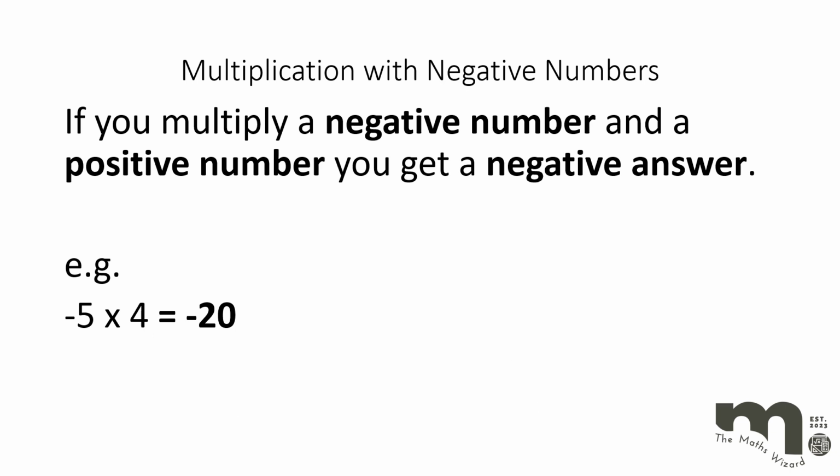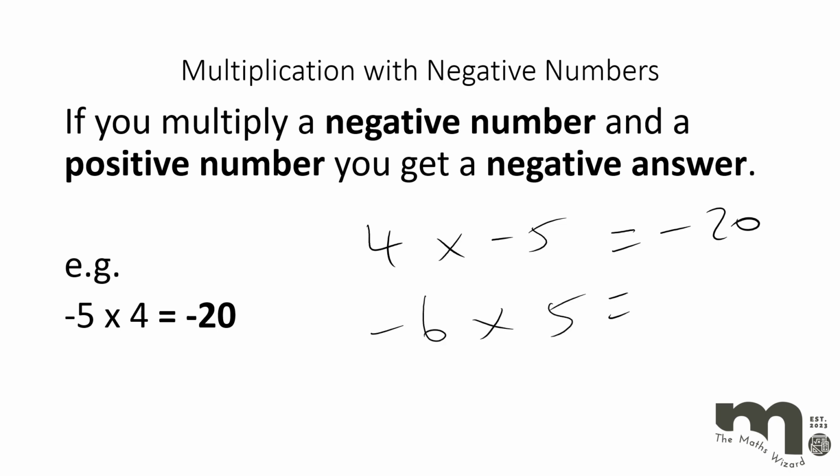Now in contrast to that, if you multiply a negative number and a positive number, you will always get a negative answer. So we've got -5 times 4 there, which is -20. That also works if it's 4 times -5 as well. You will still get -20. With multiplication, it doesn't matter which way around you multiply. If we've got -6 times 5, that will give you -30, and that would be the same if it was 6 times -5. You would still get -30.